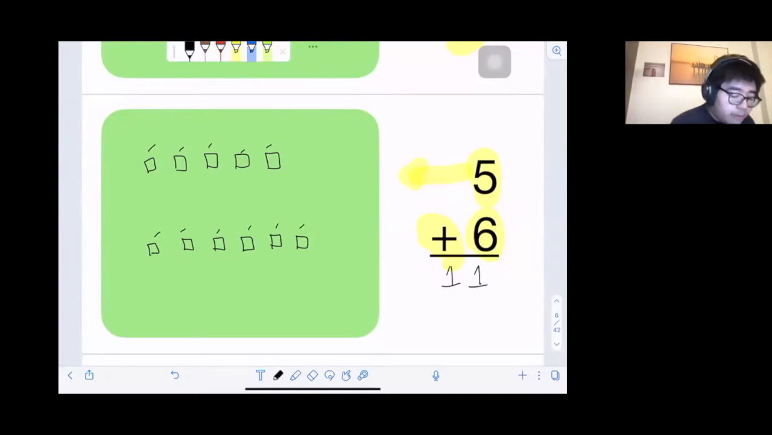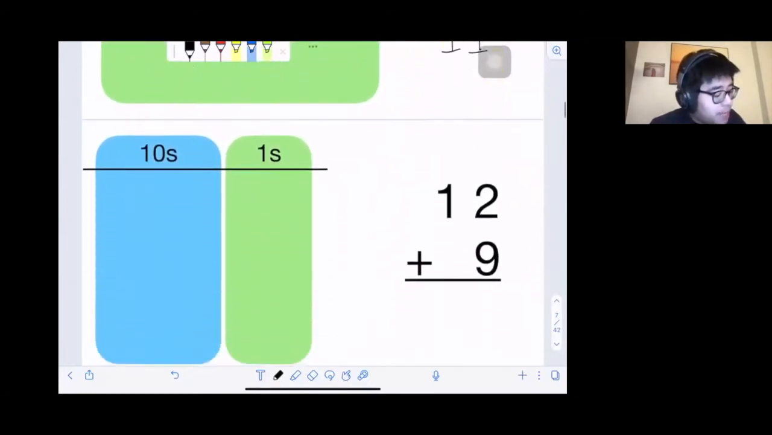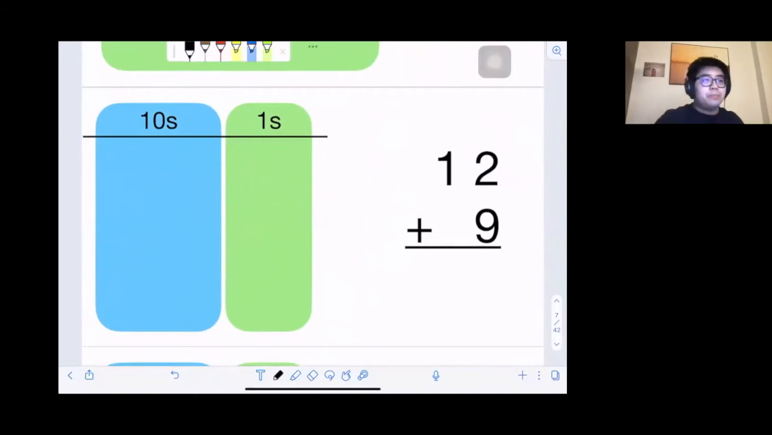Pero kahit dito na 5 and 6 lang yung ina-add natin, no? Medyo mahaba na yung proseso ng pag-drawing ng isa-isa't mga boxes. At pagkatapos nun, yung pagbilang din medyo matagal, no? Kasi hanggang 11 yung pagbilang natin. So we introduce a new layer to the model na siguro alam natin lahat, yung place value. So paano yung place value model?